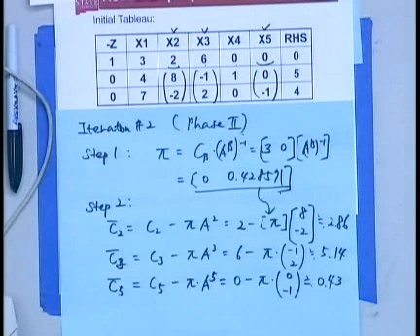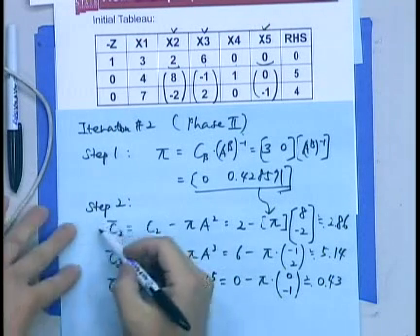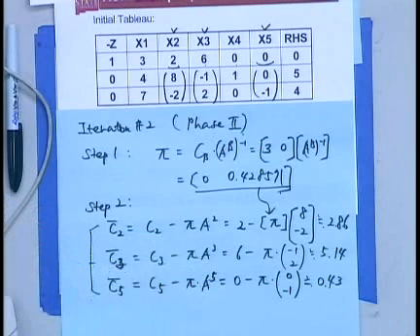And because every non-basic variable has a non-negative reduced cost, which means the current basic solution is optimal. Okay?